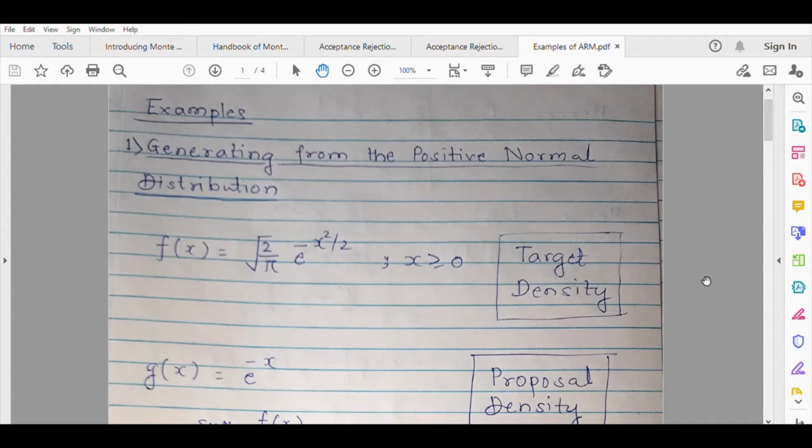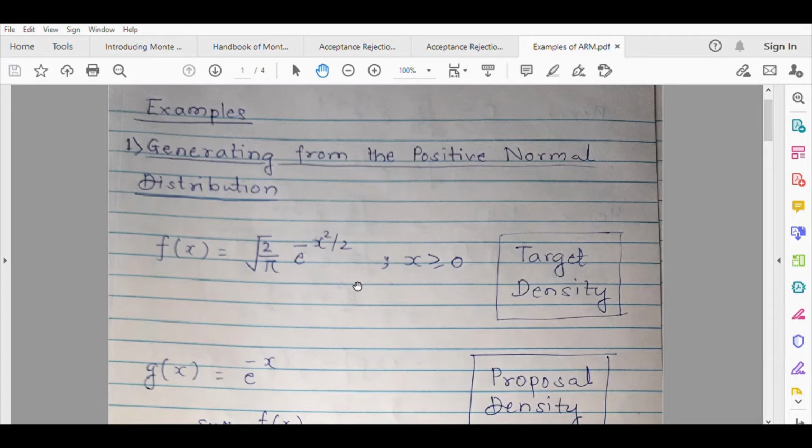So welcome to the first lecture of examples on ARM, that is acceptance rejection method, sampling method. So let us consider the first example where we are sampling from positive normal distribution. So the positive normal distribution has PDF like this: root of 2 by pi e raised to minus x square by 2. This is also referred to as half normal distribution.